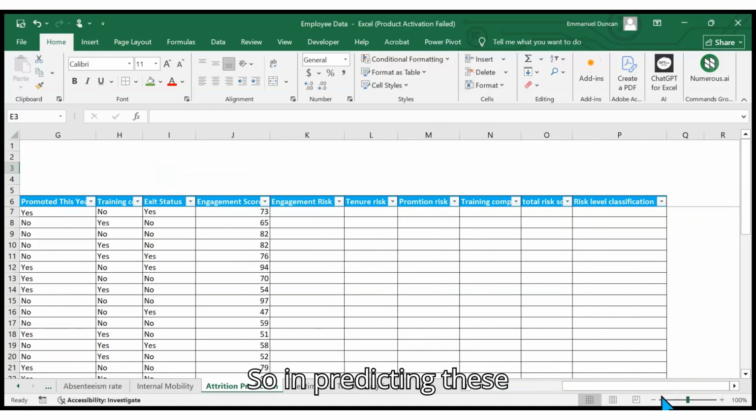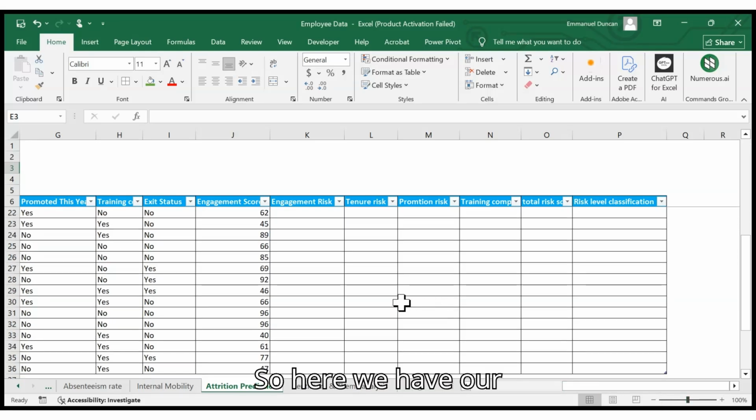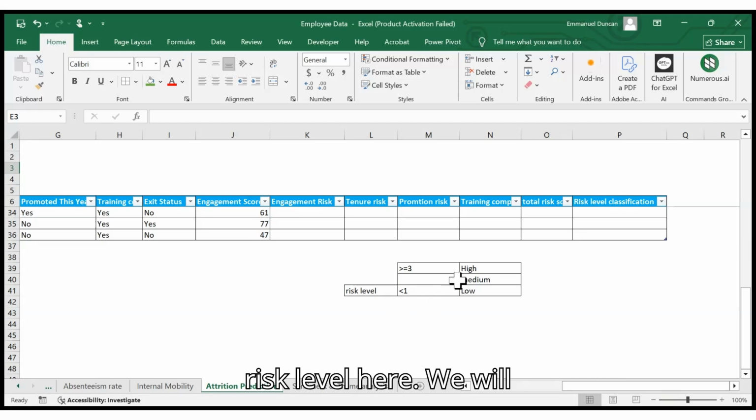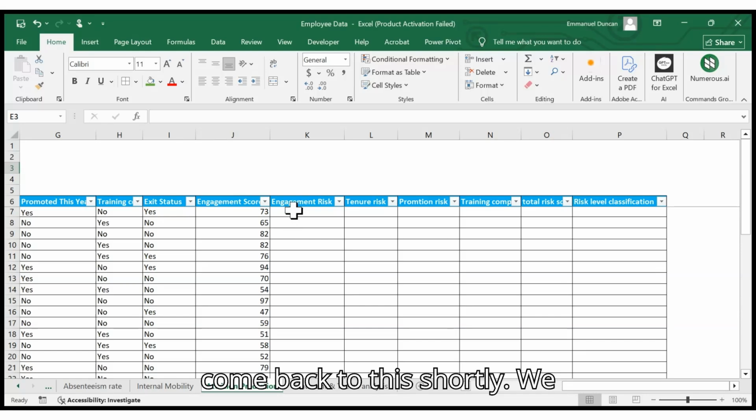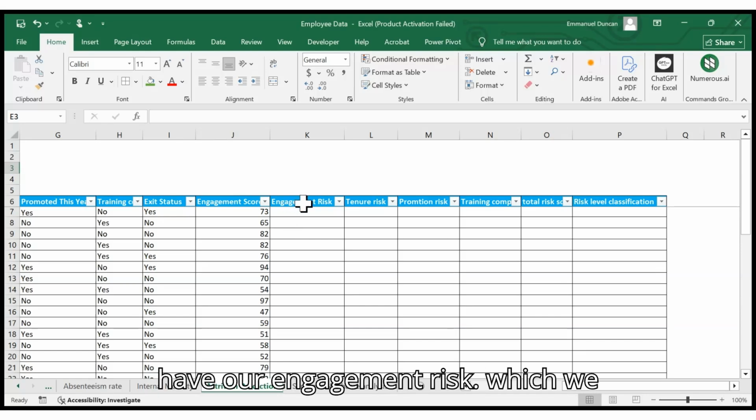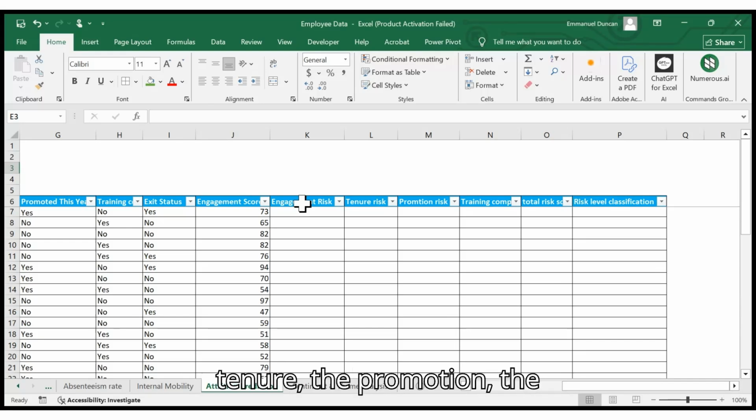So, in predicting these risks, you need to set your risk level. So, here we have our risk level here. We will come back to this shortly. We have our engagement risk, which we are going to set our risk level, the tenure, the promotion, the training completion risk. Then after, we calculate for our total risk score.